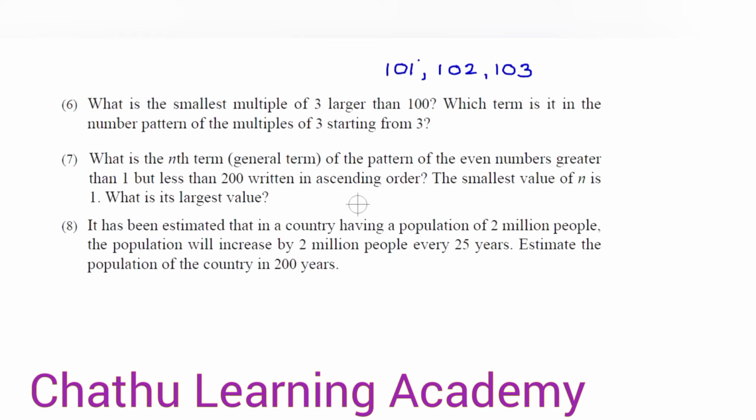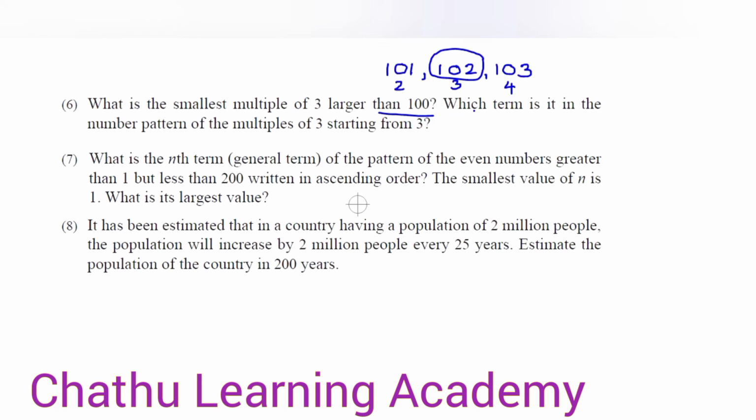If we find the digital root of this number, it's 1 plus 1, 2. Here 1 plus 2, 3. 1 plus 3, 4. We want to find the smallest multiple of 3. Here if the digital root is 3, 6 or 9, then that number should be divisible by 3. It means this is the smallest multiple of 3 larger than 100.